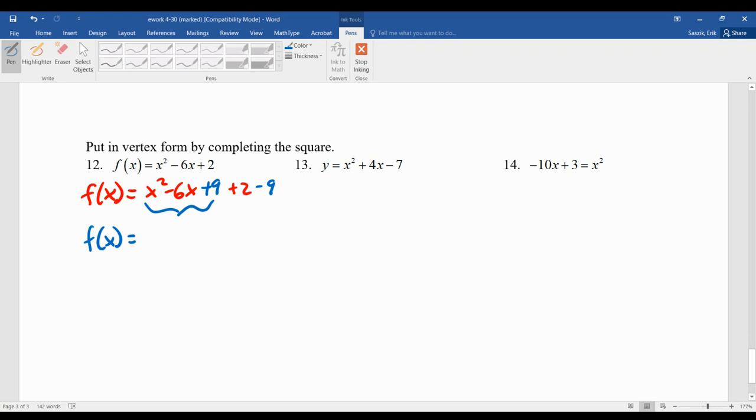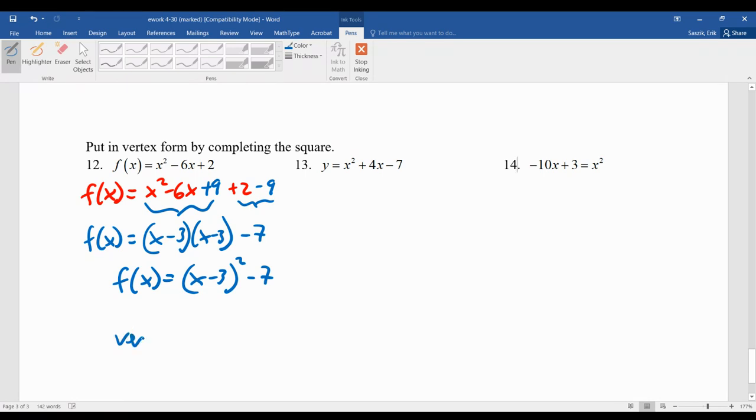And I'll do the long version on this one. By doing that, we created a perfect square trinomial. If we factor this, we would get x minus 3 times x minus 3, and then a -7 hanging off the back. Usually I just go straight to x minus 3 squared minus 7. Now, it doesn't say this in the instructions, but if you're asked to write down the vertex, whatever x value makes this come out to 0, in this case, it's 3.